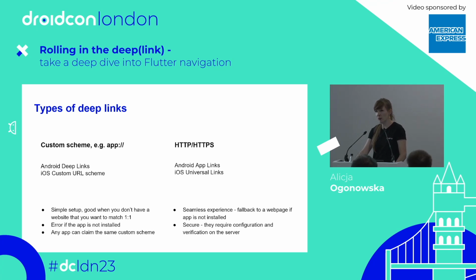So the actual recommended solution is to use HTTP or even better HTTPS URL schemes, and those in Android are called app links, and in iOS it's universal links. So it provides a seamless experience because if users don't have your app installed, it will just open a website, so not that bad. And it's also secure because this also requires a verification on your server.